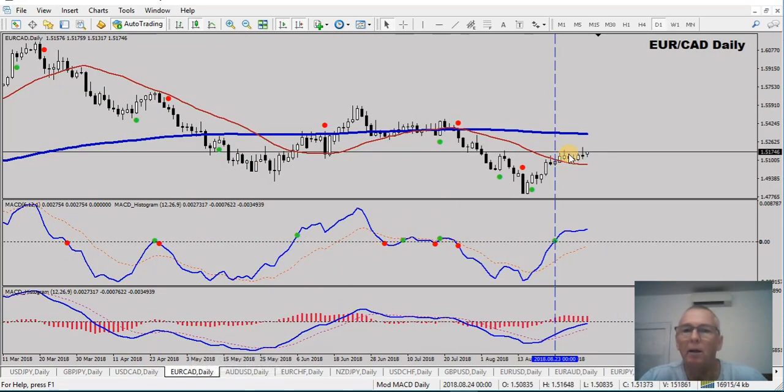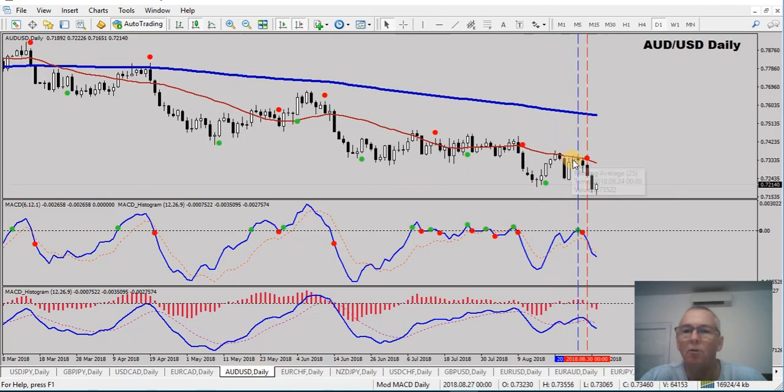Euro CAD, didn't take the buy because of the filter, and price has just meandered up slowly. Oz USD, didn't take the buy, which saved me. Then there's a sell signal, and I haven't taken that either. It went down initially, but now it's starting to pull back. So I'm not sure whether this filter's doing me any good or not, but it's certainly saving on the buy trade, and the sell trade, it could be saving.